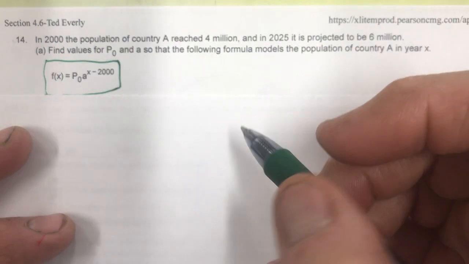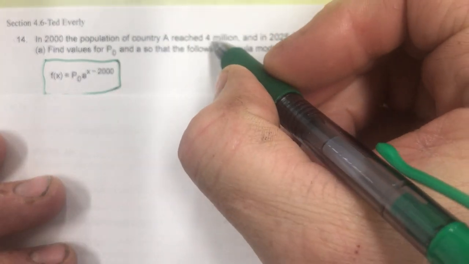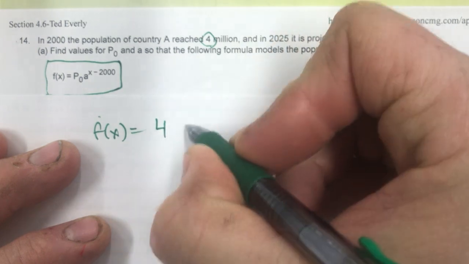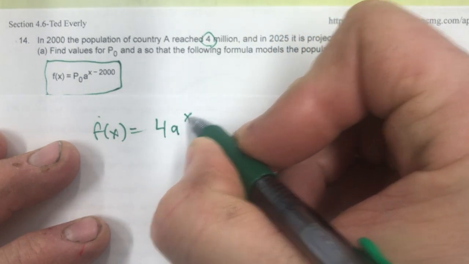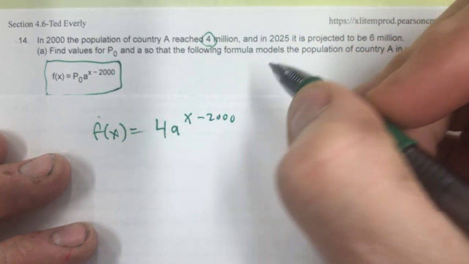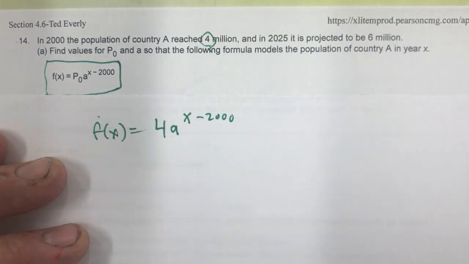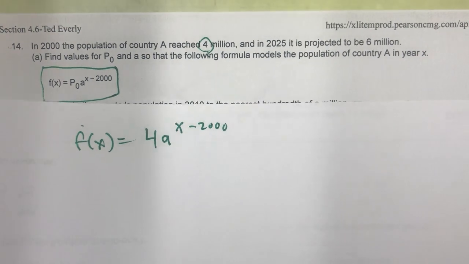All right, so in 2000, it was 4 million. So there's my P sub 0. So f of x equals 4 times A to the x minus 2000. Since that's 4, that's the original amount, we put that right there.